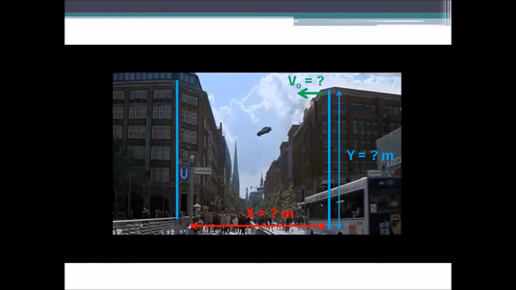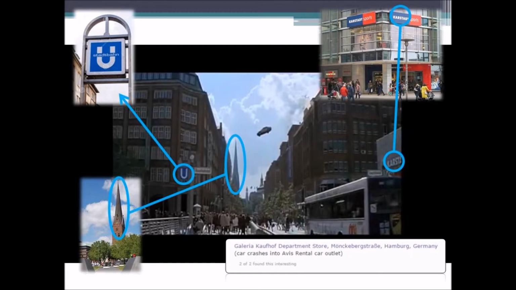The final two factors of this scene, which are the time and the initial velocity, can be calculated if the height and the width are found. In order to find these measurements, we can rely on several environmental details that demonstrate that this clip was filmed in Germany. The statement of filming locations confirms this fact as well.